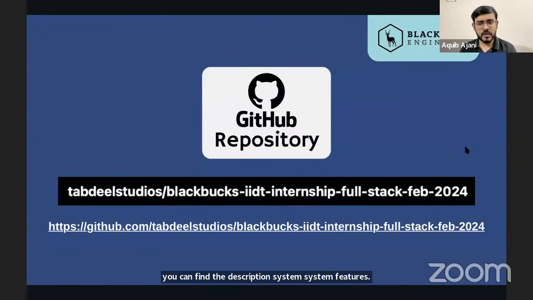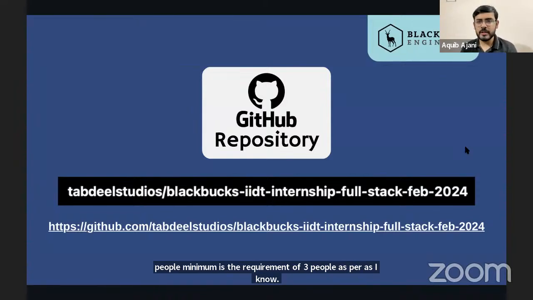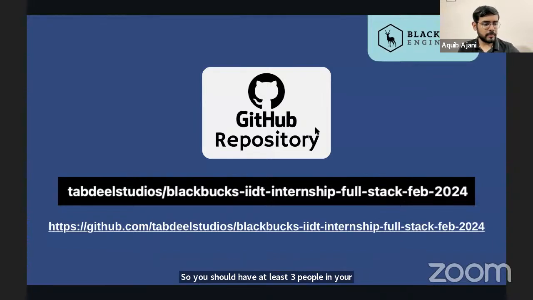Once you write those descriptions down, then you can start working on the coding part. Okay. So like I said, two features per person is what I'm looking at. If you have three people, minimum is the requirement of three people as far as I know. So you should have at least three people in your team, which means at least six features will be there. Detail, not just one line, but detailed specifications. Okay, that is the setup, right? Done. Okay, let me move to the next question.